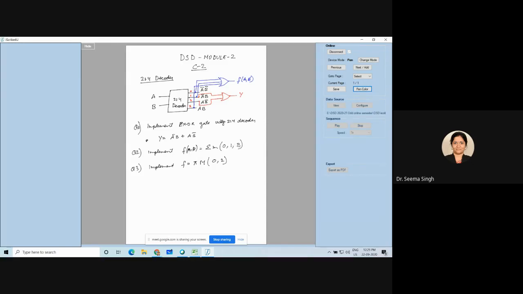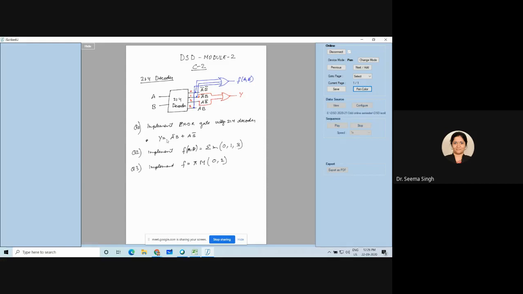Now let us take an example of 3. What will happen for 3? A and B will become 1 and 1. When A and B become 1 and 1, this 3 will be high, and the rest will all be 0. This 3 high will go here and make the output of this OR gate high. This is what we mean by implementing f of AB with 0, 1, 3. So whenever AB combinations make 0, 1 or 3, any of these three will make your f of AB high. This is what we want in the implementation of a minterm, right?